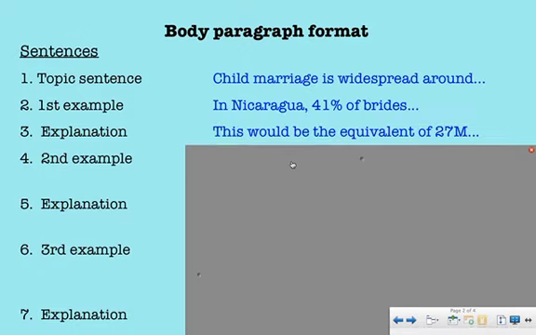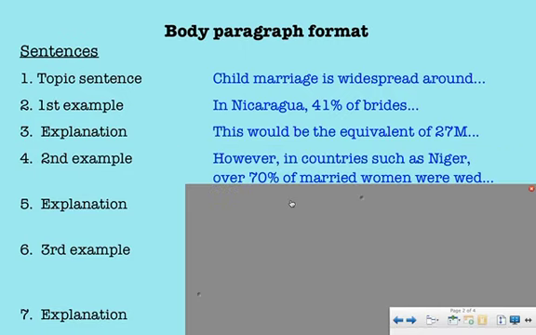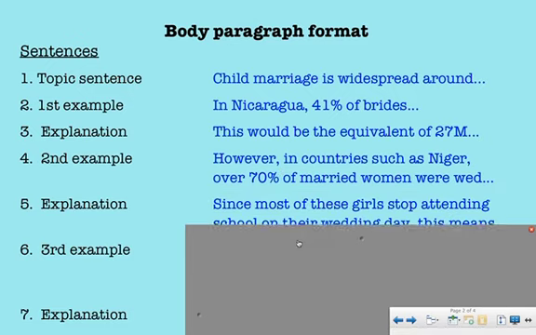This would be the equivalent of 27 million American women getting married before they turn 18. And that explanation sort of puts the number in a context that a reader can understand a little bit better than simply saying 41%. My next example. However, in countries such as Niger, over 70% of married women were wed prior to age 18. Note that I use however, so we have a transition word in here to shift from the first idea to the second. I want to now put this number in some sort of a greater context.